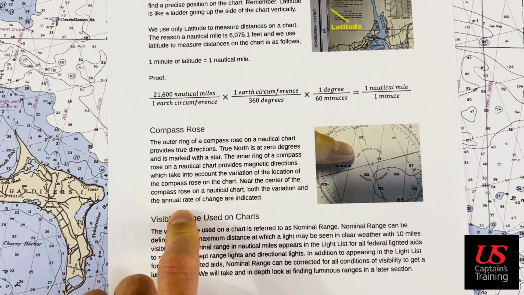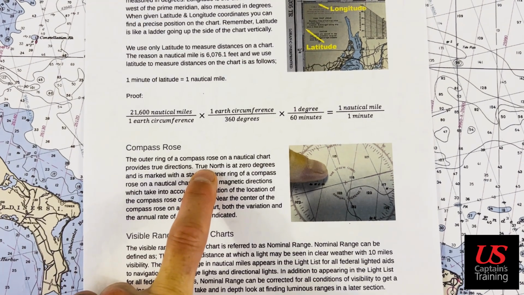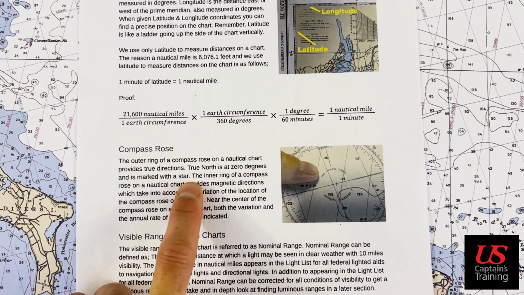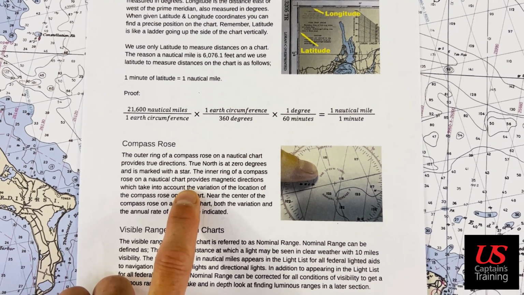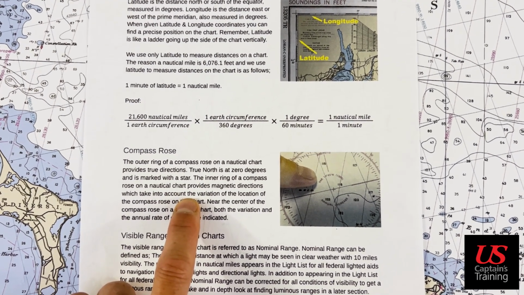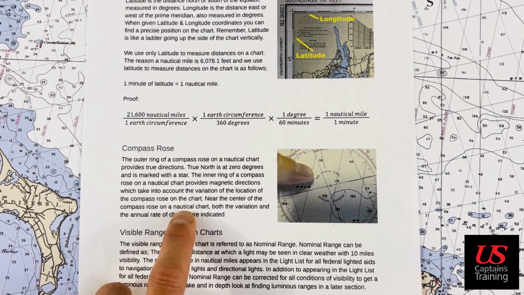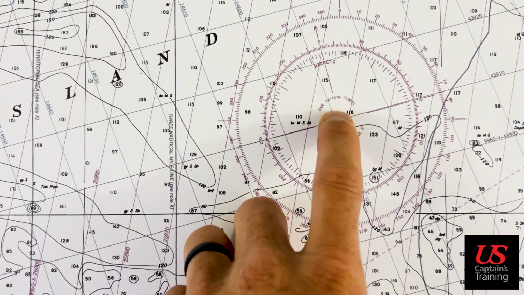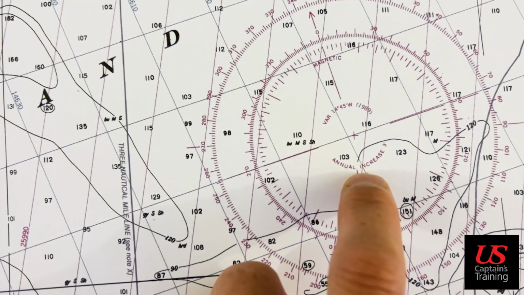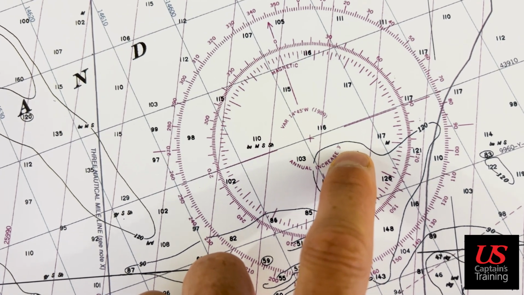The outer ring of the compass rose on a nautical chart provides true directions. True north is at 0 degrees and is marked with a star. The inner ring of a compass rose on a nautical chart provides magnetic directions, which takes into account the variation of the location of the compass rose on the chart. Near the center of the compass rose on a nautical chart, both the variation and annual rate of change are indicated, right? Variation, annual rate of change. So you could actually calculate, this was 1989, annual increase of 3 minutes.